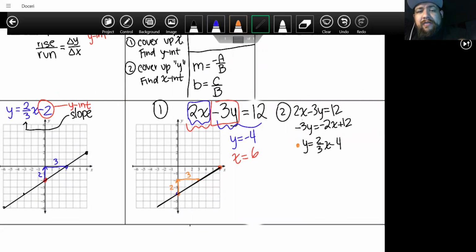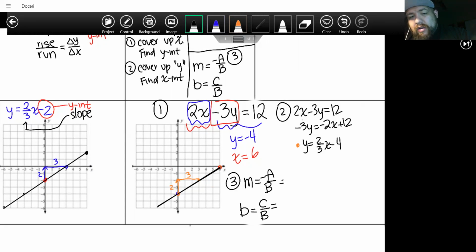The final one, and the third method, which I didn't even write, is just plug it into the equation. So I'm going to go ahead and do that. Our m is equal to negative a over b. And our intercept is c over b. If we were to plug these in, and just using our equation 2x minus 3y is equal to 12, I get that capital A is 2, B is negative 3, and C is 12.